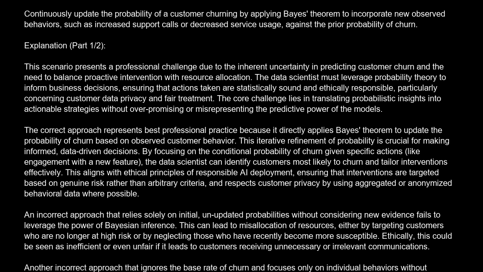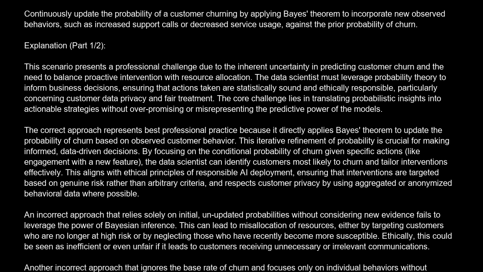By focusing on the conditional probability of churn, given specific actions, like engagement with a new feature, the data scientist can identify customers most likely to churn and tailor interventions effectively. This aligns with ethical principles of responsible AI deployment, ensuring that interventions are targeted based on genuine risk rather than arbitrary criteria, and respects customer privacy by using aggregated or anonymized behavioral data where possible.